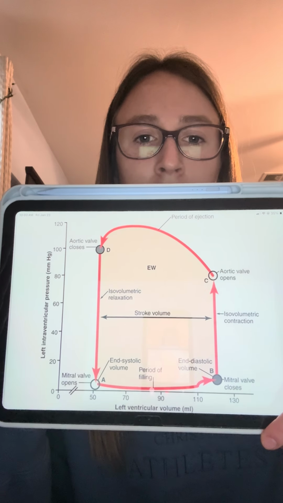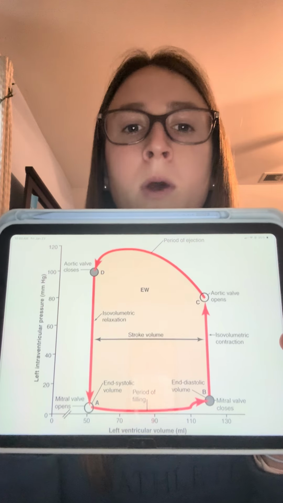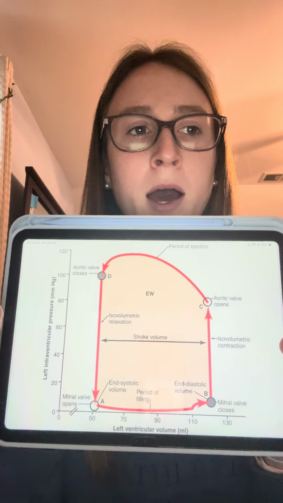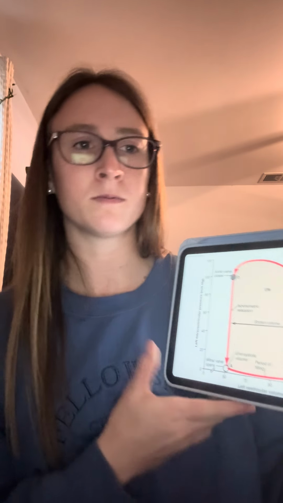Hey, for the Module 3 video assignment, I'm going to be describing the different phases of the cardiac cycle and their relationship to the pressure-volume loop. So the cardiac cycle describes one complete heartbeat, including ventricular filling, contraction, ejection, and relaxation. The pressure-volume loop is a graphical way to visualize these events in the left ventricle by graphing pressure versus volume.